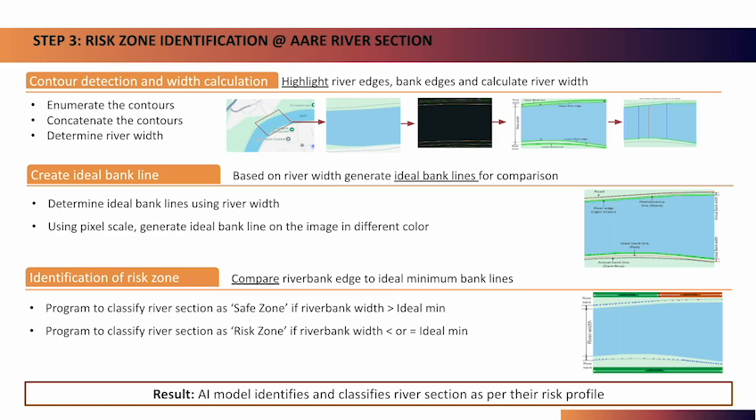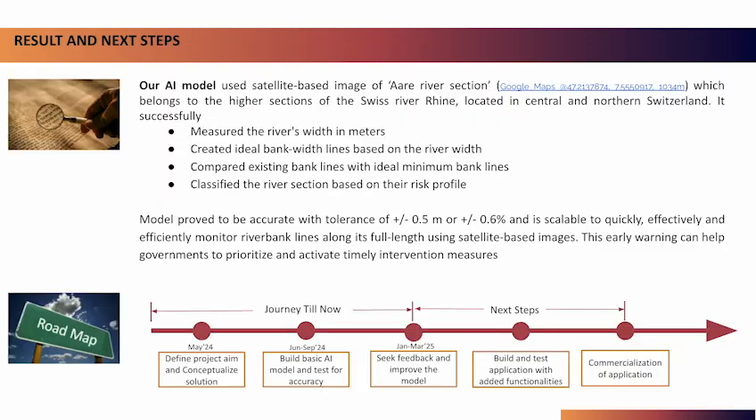In the last step, based on river width, our AI model creates the ideal bank line and compares it with the existing bank line to classify river zones as risk or safe zones. Our model, when applied to the RA river section, successfully identified and classified it as per its risk profile.